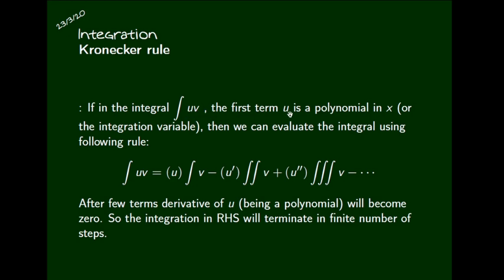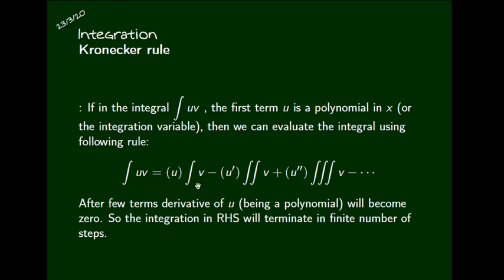The first term u is a polynomial in x. That means the integrand is a product, and one term will be a polynomial expression. Then we can evaluate the integral using the following rule. Integral uv is equal to, the original rule is integration by parts, that is u into integral v minus integral u dash into dv. Instead of that, we can use this result provided this first function is a polynomial in x.